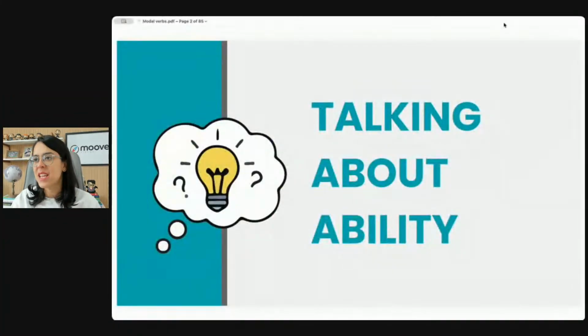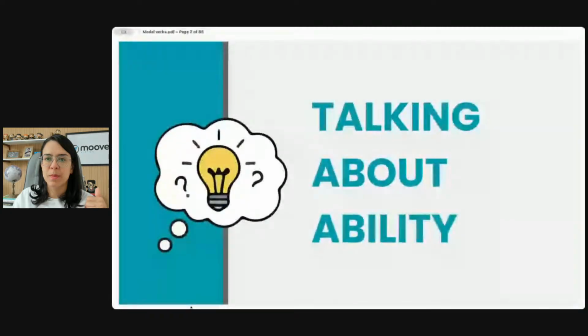Let's begin our modal verbs class talking about ability. So let's begin by talking about ability. And this is the easiest way of using modal verbs. I'm going to teach you a very, very easy way and a more academic way, but that is also easy.